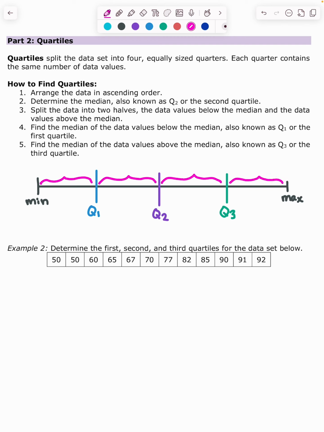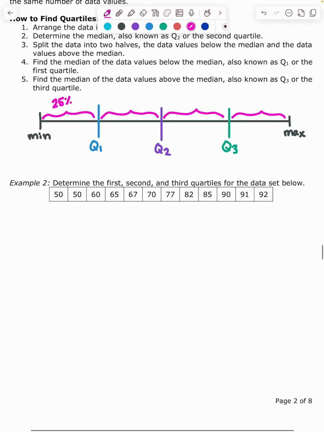And every single one of these sections should have the same number of data values, and they each represent 25% of the data set. The minimum is included in this lower section, and the maximum is included in the upper section. By the way, they are not ignored.